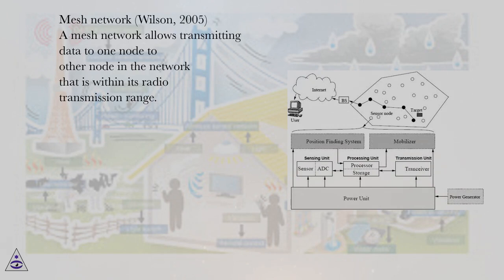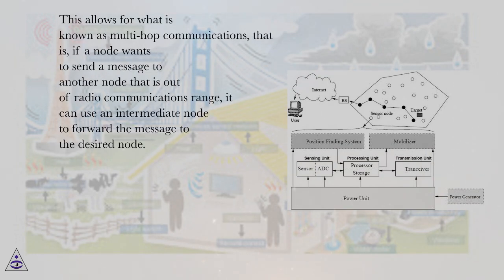Mesh network, Wilson, 2005. A mesh network allows transmitting data from one node to another node in the network that is within its radio transmission range. This allows for what is known as multi-hop communications. That is, if a node wants to send a message to another node that is out of radio communications range, it can use an intermediate node to forward the message to the desired node.